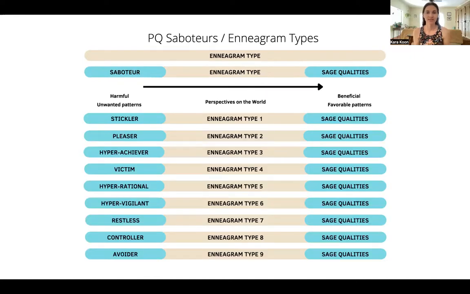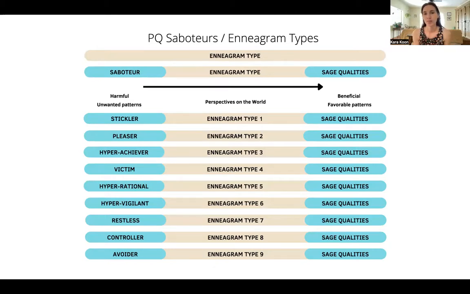So we know that every person accesses all of the different Enneagram types, but in varying degrees. And we also access the saboteur patterns, or they appear in our life in varying degrees. For each Enneagram type, there's a correlating saboteur.